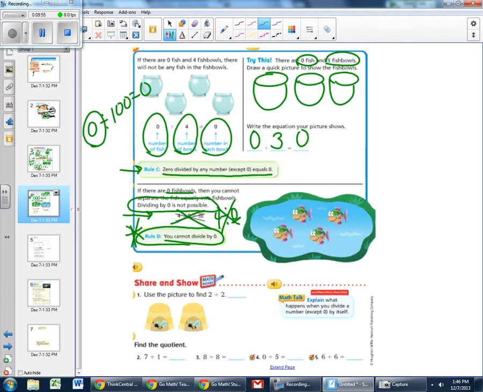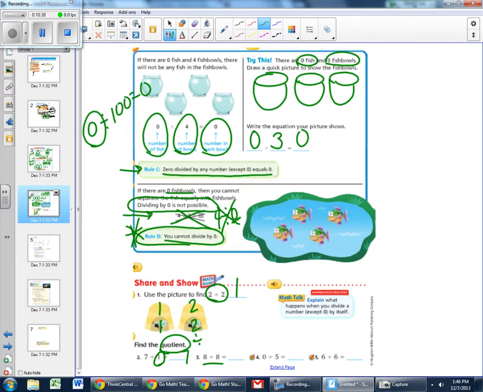On the bottom, Share and Show, use the picture to find 2 divided by 2. So I have 1, 2 hives, and I have 1, 2 bees. So we know that any number divided by itself is 1. That was on the page before. Now it wants you to find the quotient. Remember, a quotient is the answer in a division problem. Okay? So 7 divided by 1. Think about what we did on the first page. If we had 7 fish to put into one fish bowl, anything divided by 1 is that number. So 7 divided by 1 is 7.